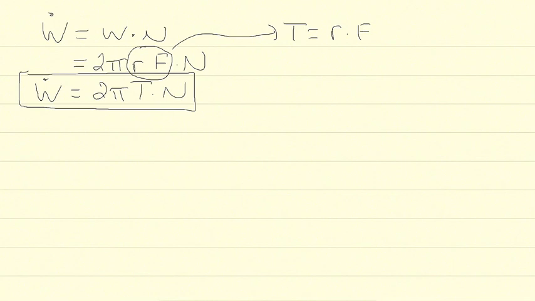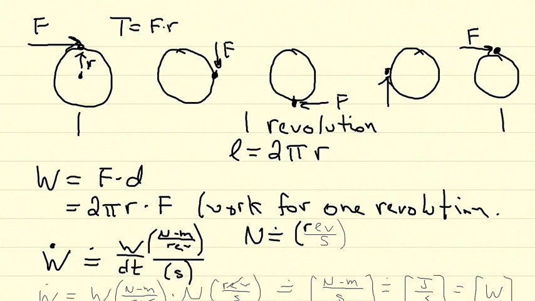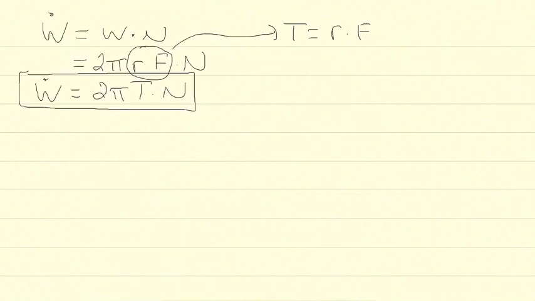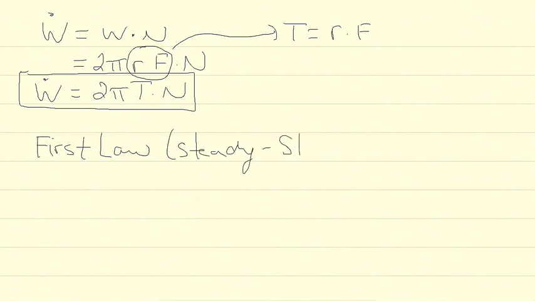Okay, so now we can take this information and go back to our control system, and we recall that we had different heat transfers and work transfers. If we go back up one more page, we have W dot electric, W dot shaft, and Q dot. So we can now assemble our first law. We're going to use our first law equation for our steady state analysis, and our first law becomes the following.